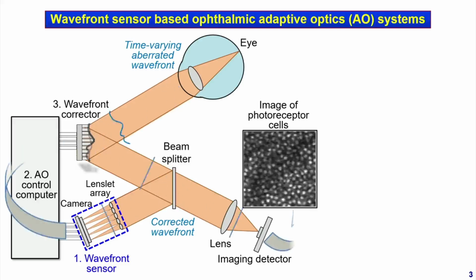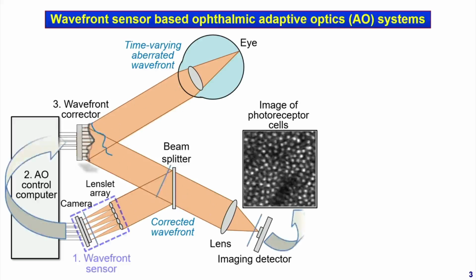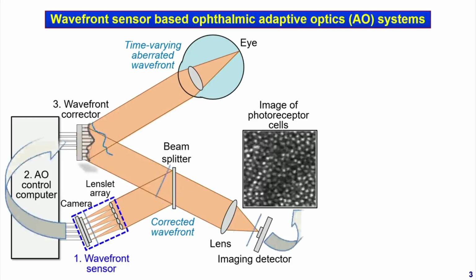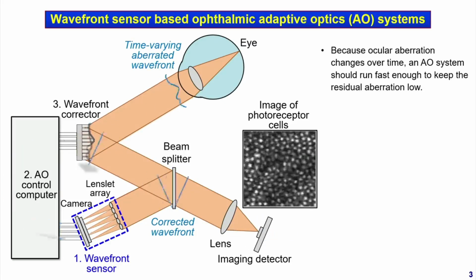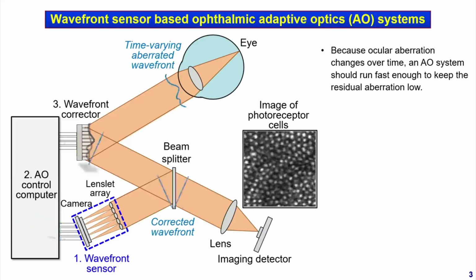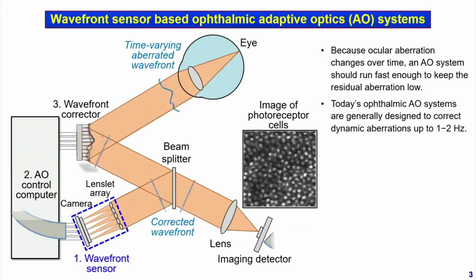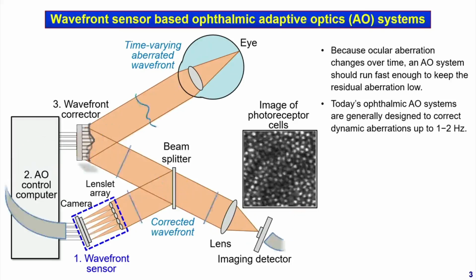Here's a simplified schematic of wavefront sensor-based AO systems. A Shack-Hartmann wavefront sensor is used to measure the residual aberration after a wavefront corrector. Because ocular aberrations change over time, an AO system should run fast enough to keep the residual aberration low. Today's ophthalmic AO systems are generally designed to correct dynamic aberrations up to 1 to 2 Hz.